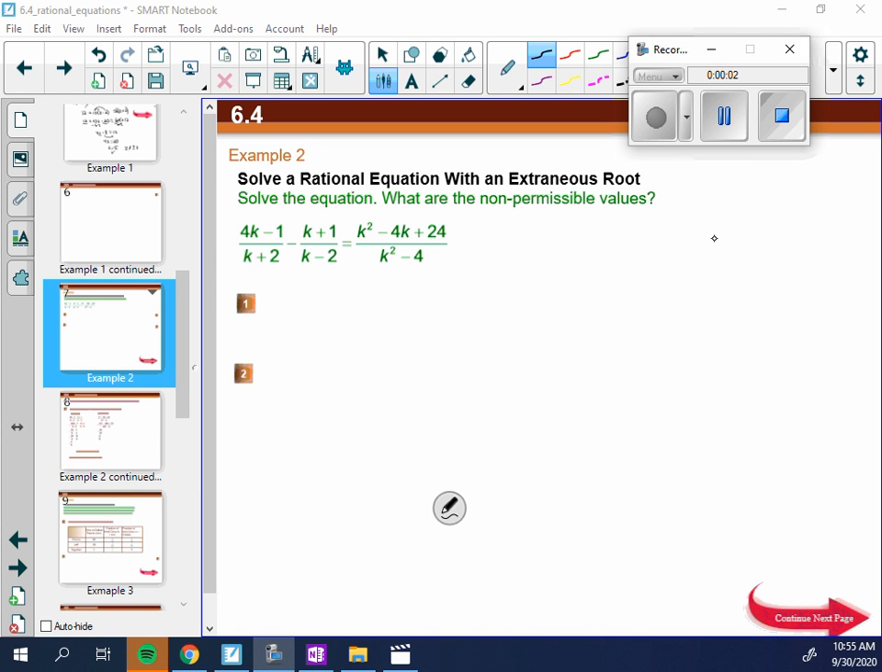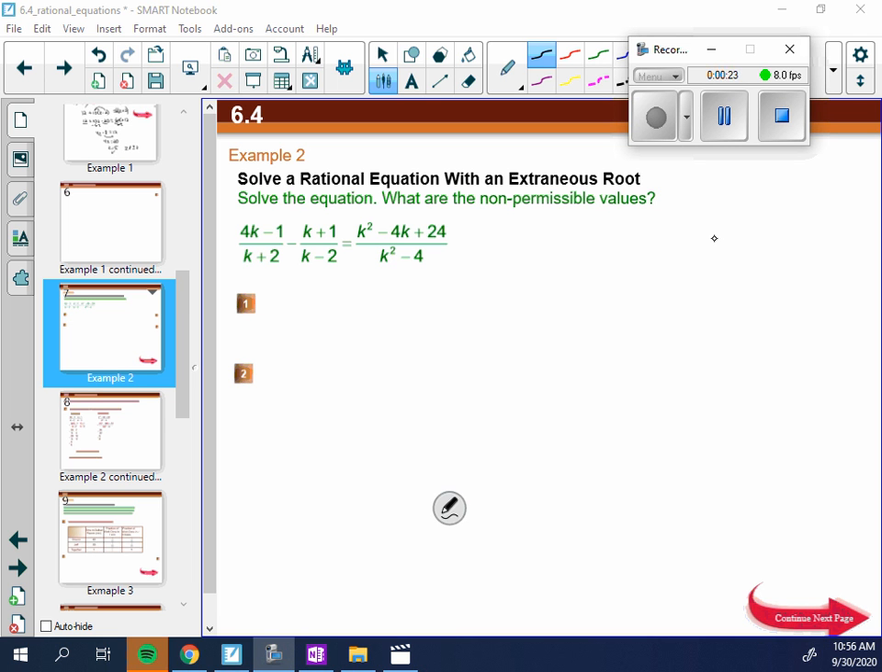Example 2 says solve the equation and what are the non-permissible values. So this one is an equation. It's different than adding and subtracting rational expressions, because when I do that, I don't know what it's worth. But this one, I am actually subtracting these rational expressions, but it's equal to something. So it's an equation, which means I can cancel the denominators out.